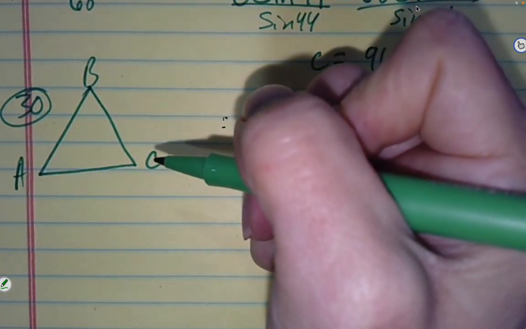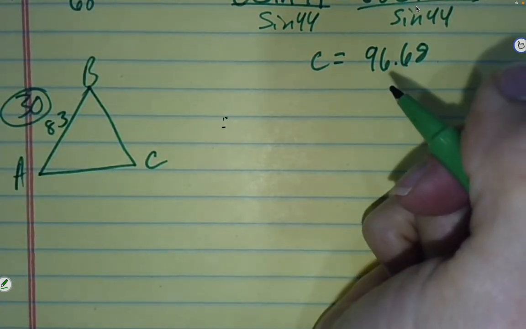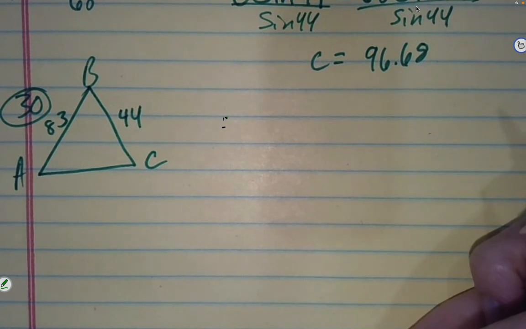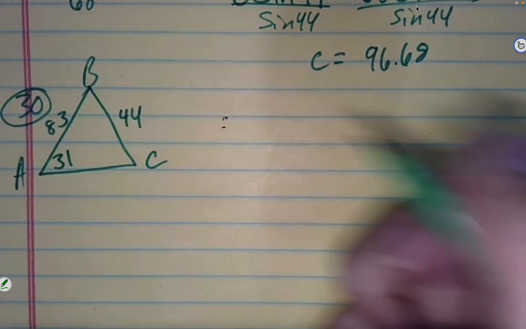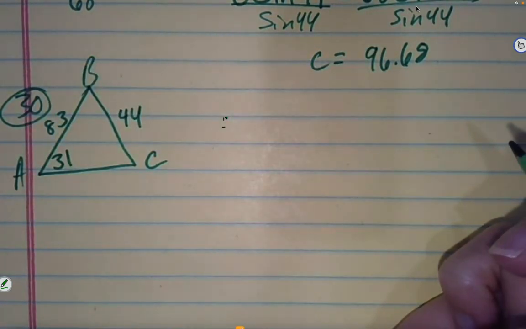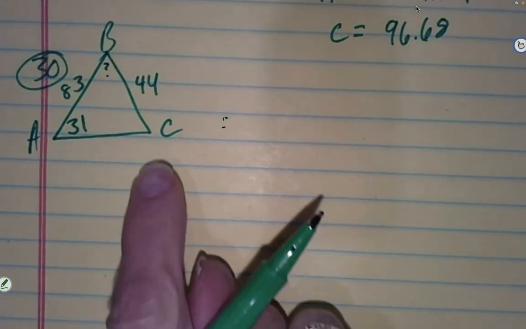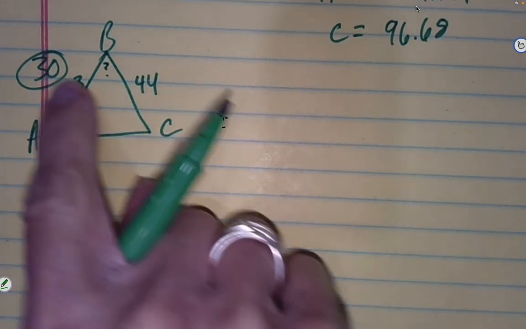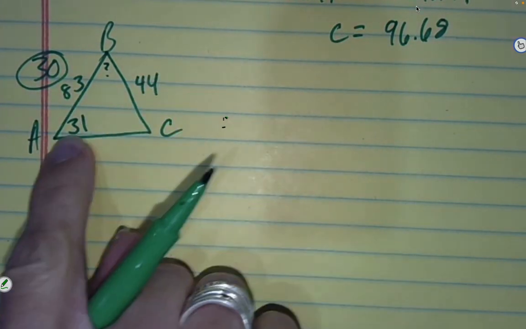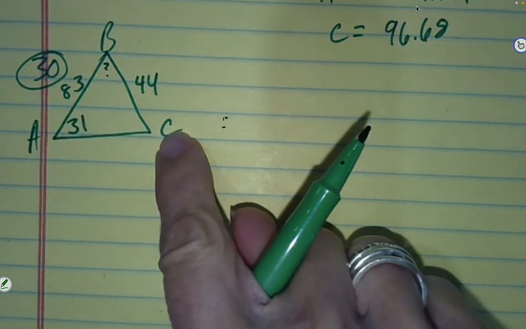And so little c is 83, so that goes out here. Little a is 44. It goes across from angle A. Angle A is 31. And they want me to find the measure of angle B. This one's the one I don't know, but that's not the one that I can find. I have to find angle C because it's what goes together, right? You're looking at the angle and the side across.